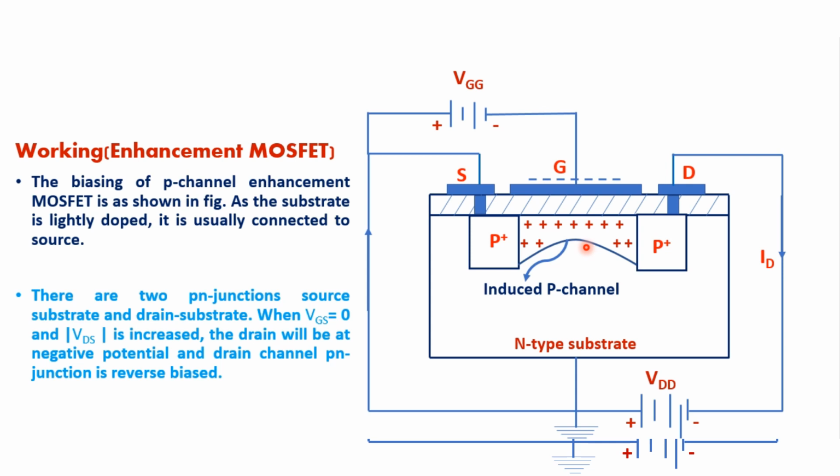So the channel region is highly influenced by the transverse electric field which is produced by the gate to source voltage, and the shape of the channel changes with VDS. So this is how the enhancement MOSFET works.